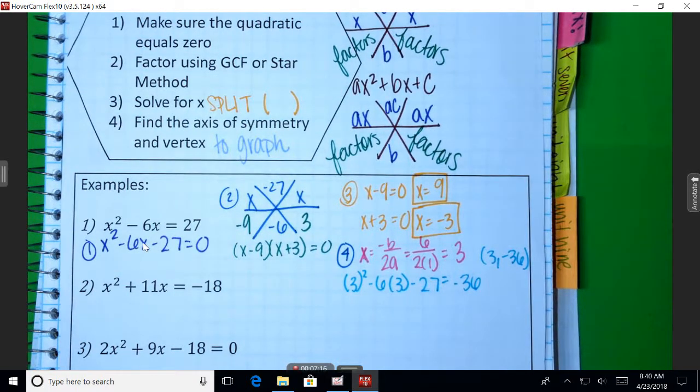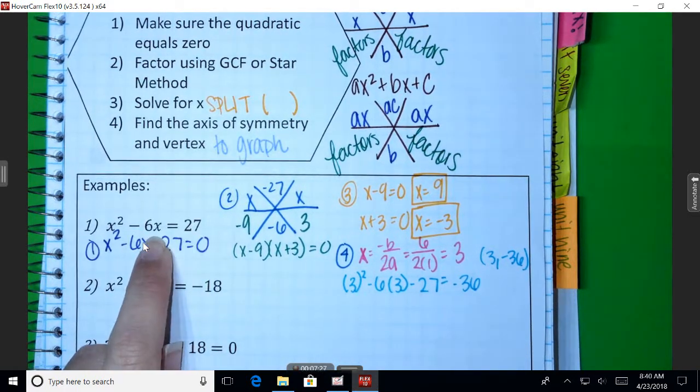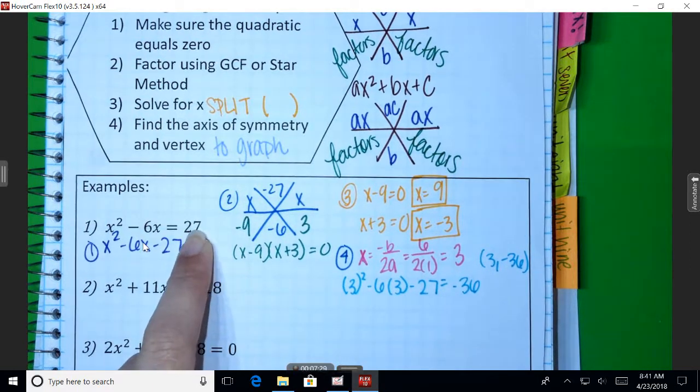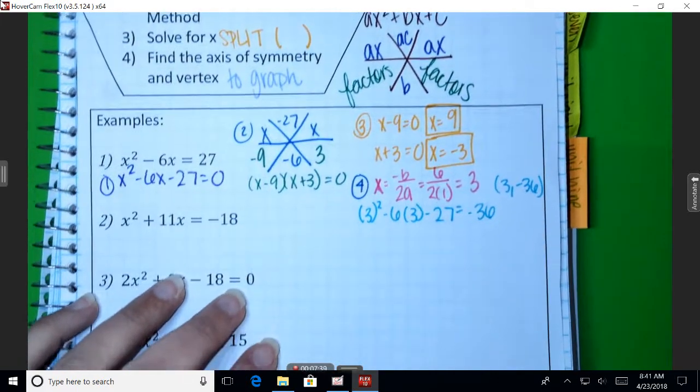Does anybody have any questions on number 1? Yes. How did you get minus 27? Right here? Yeah. Because we needed to move this positive 27 over here. So if it's a positive, what's the opposite of positive? Negative. Yeah, so you just subtract it from both sides. That's a good question. Any other questions? All right, let's look at number 2.